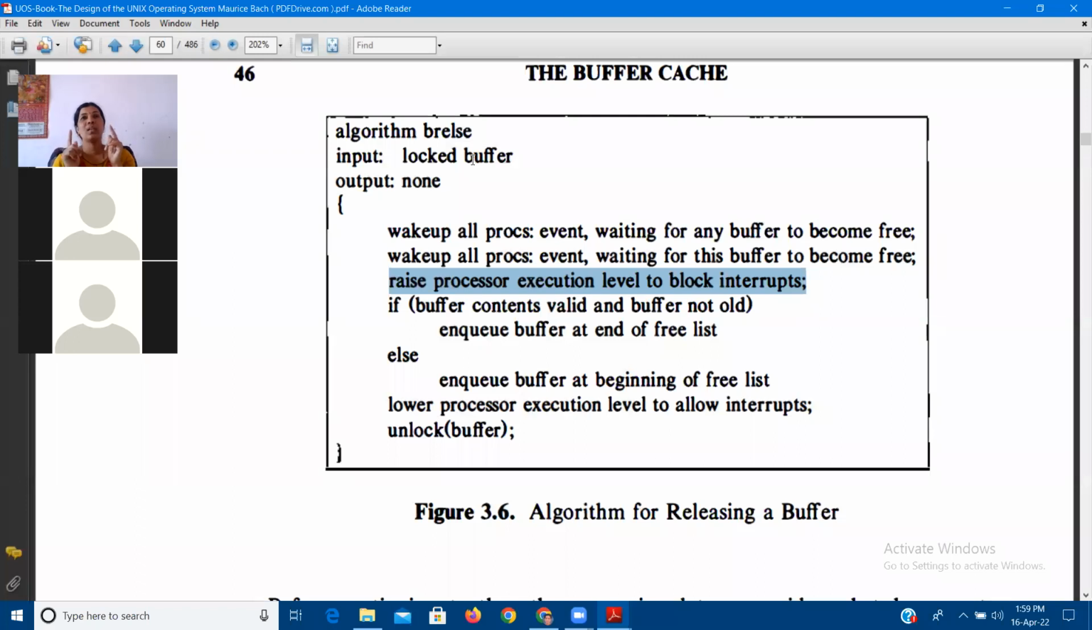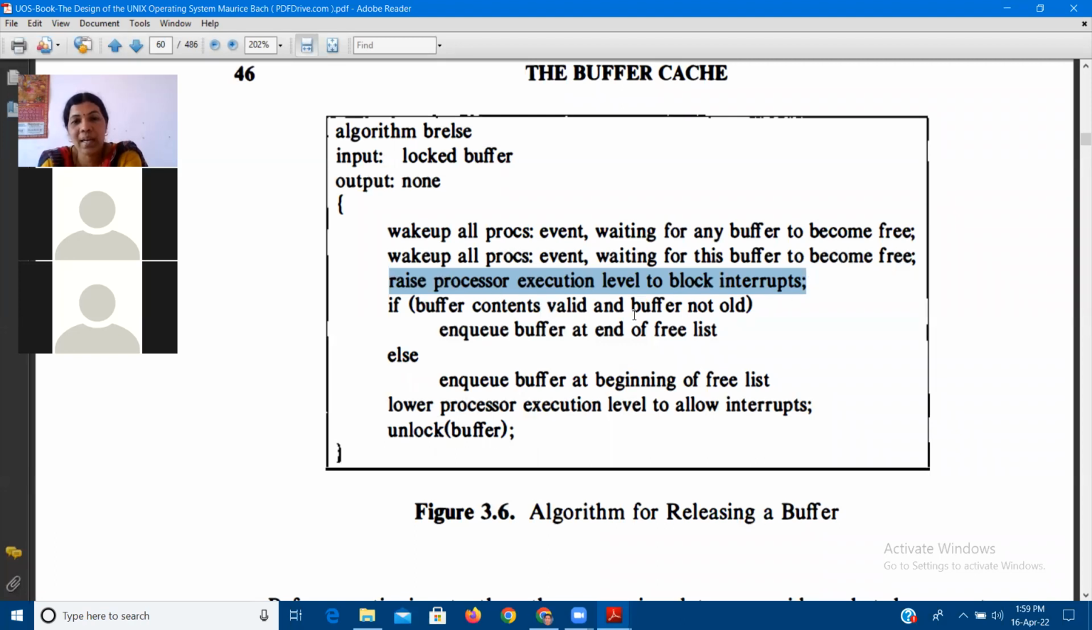So if you want to execute, after this process you will be going to execute. So don't interrupt right now because the most important task of either insertion or deletion on the free list is going on. So for that purpose, it raises the processor execution level. Actually processor execution levels are raised to block the interrupts. Interrupts ला थांबवण्यासाठी processor execution level रेज केली जाते. रेज म्हणजे त्याची प्रायोरिटी हायर केली जाते.